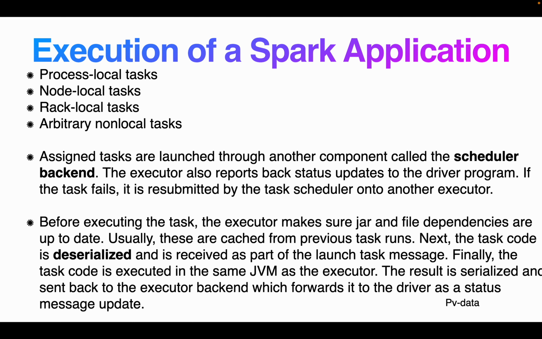First it will check for process-local tasks, then it will go for same-node tasks, then a combination of nodes, which becomes a rack, so it will go for local rack tasks, and if it is not that, then arbitrary non-local tasks. So these are the preferences for the execution of tasks.